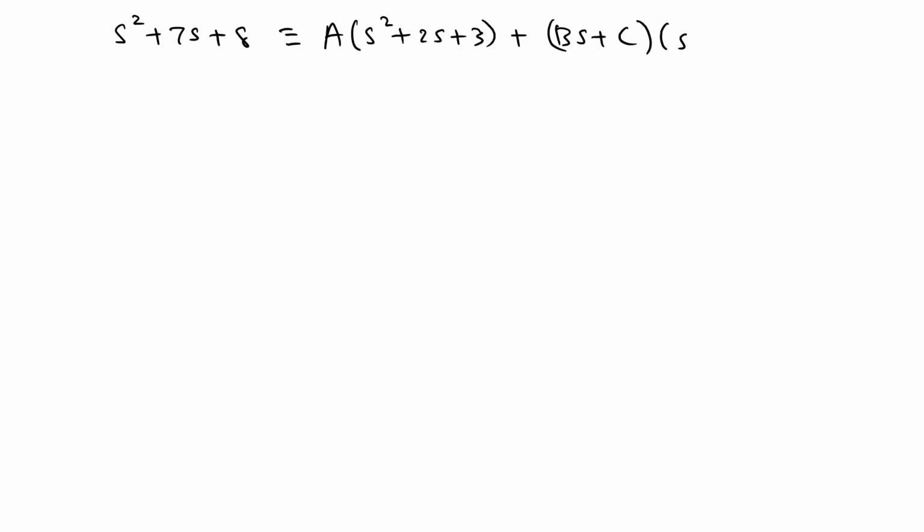So we're going to write this one as s squared plus 7s plus 8. You can see that this is the exact same thing we are doing, and at the end we can transform, so it's not difficult. Okay, so A times the missing term, which is s squared plus 2s plus 3, and then on the other side it is Bs plus C times s plus 1.